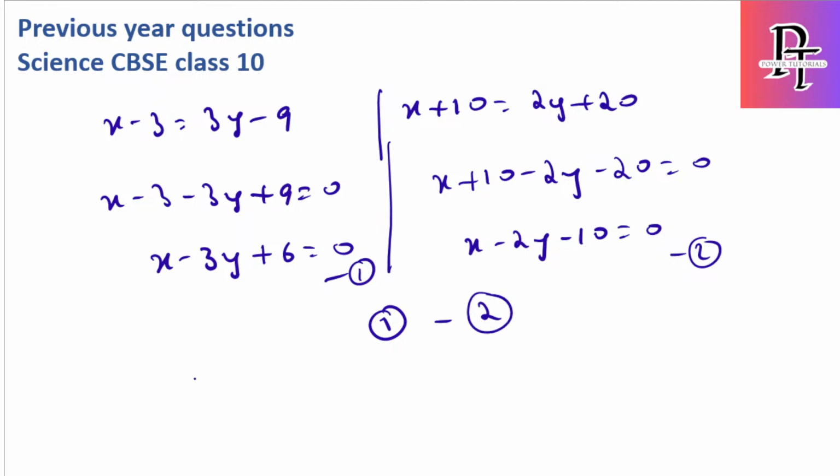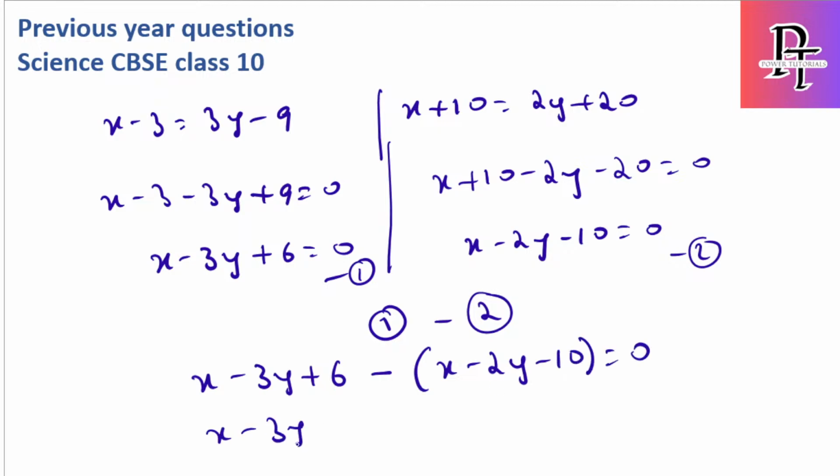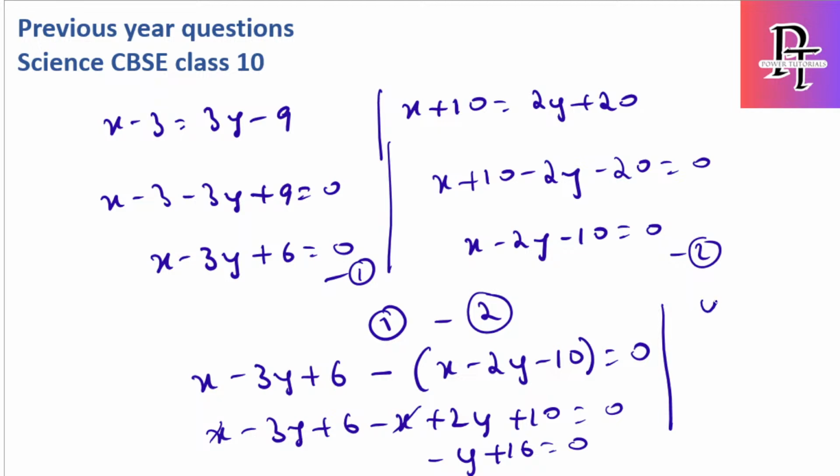So 1 minus 2 means x minus 3y plus 6 minus (x minus 2y minus 10) is equal to 0. So it is x minus 3y plus 6 minus x plus 2y plus 10 is equal to 0. So x and x get cancelled out. Minus 3 plus 2, so it becomes minus y. 6 plus 10, 16. So simple. y value is equal to 16. So substitute the y value in any of the equations.